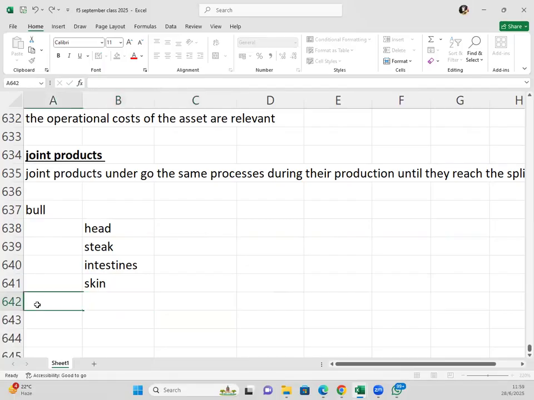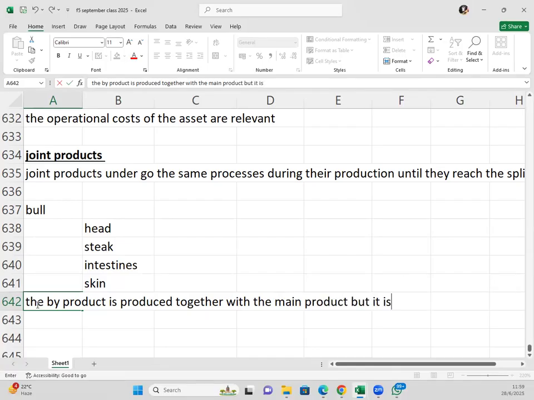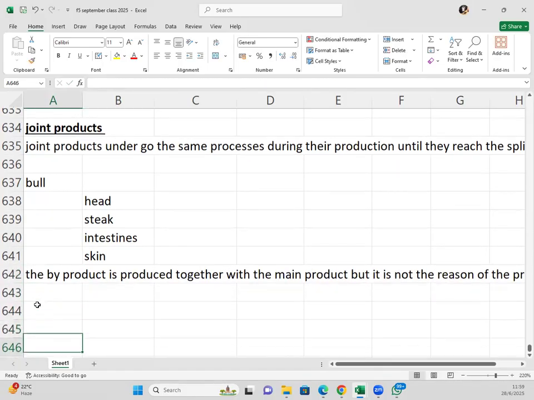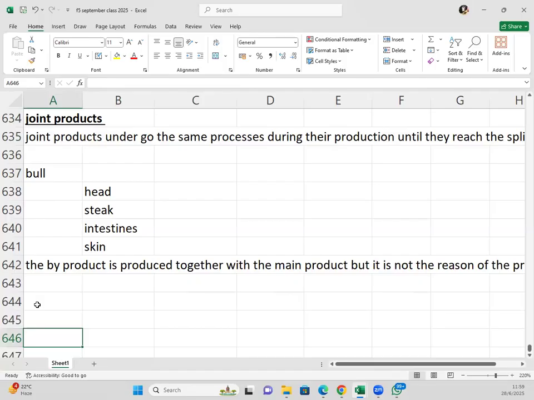So a byproduct is not the main product. So the byproduct is produced together with the main product. But it is not the reason behind the production. During the rearing of these bulls, we are also going to be getting manure. Manure can be regarded as a byproduct. It's another product we're getting, which is not our main product. So the byproduct is produced within the production of the main product.